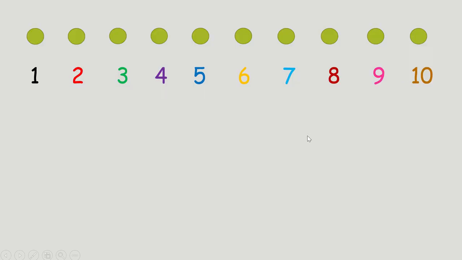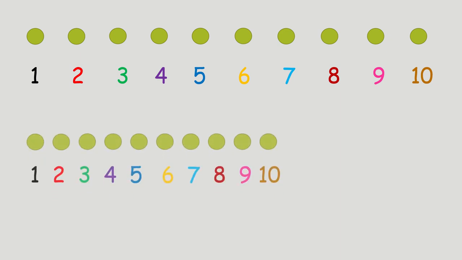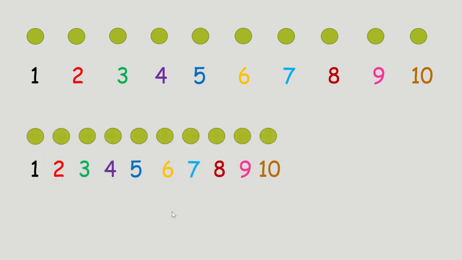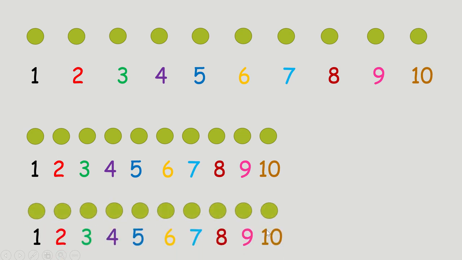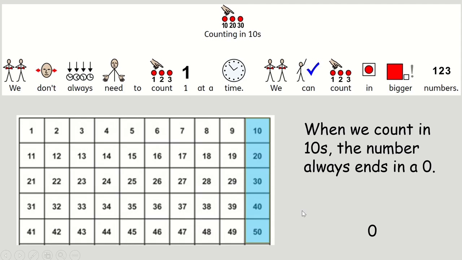The other thing we can do rather than have all the numbers on their own is to group them into one big group of 10 and count all the numbers as one big group of 10. So we'd have a 10 like this, and then we could have another 10. Okay, so on our number square, it would look like this. We would jump from 10 to 20 to 30 to 40 to 50. We can carry on all the way down our numbers. And when we count in tens, the number always ends in a zero.